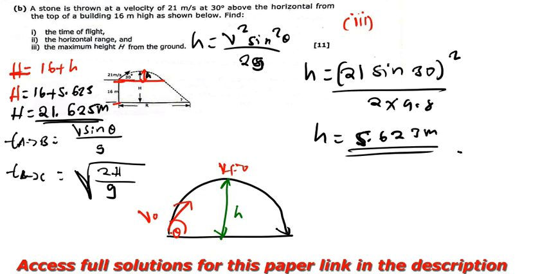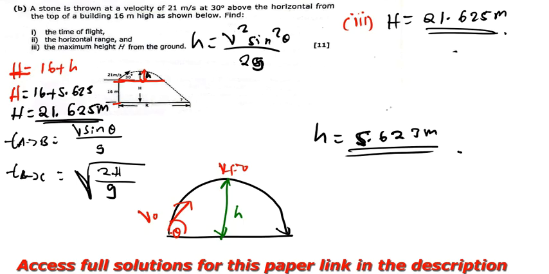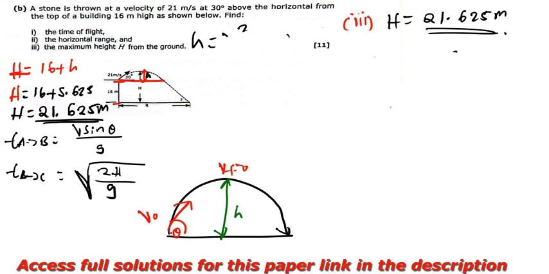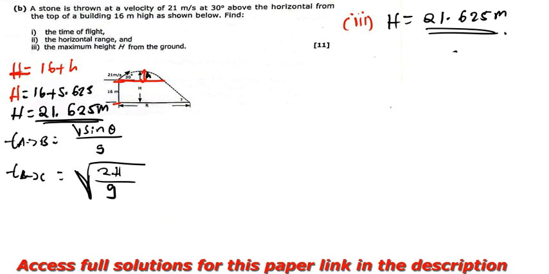So now for part 3, that is the answer for h, being equal to 21.625 meters. That is the maximum height h. So now I can go back to part A to find now what? To find time, because I have the capital H. So the total time is given by this formula. I want just to simplify it.